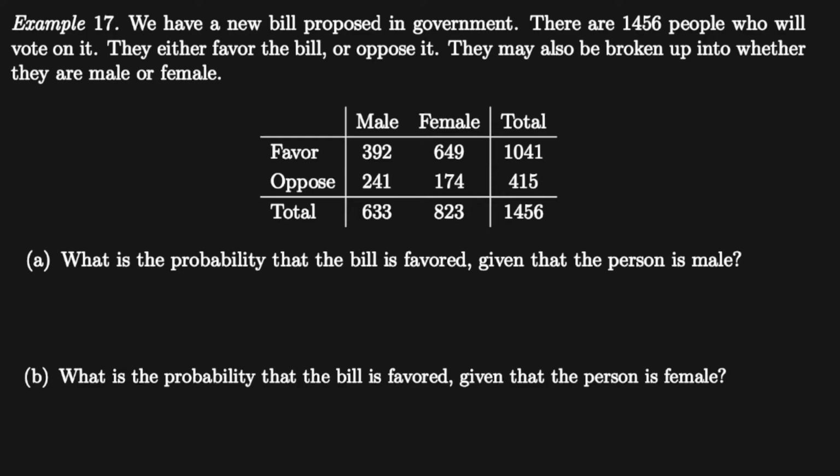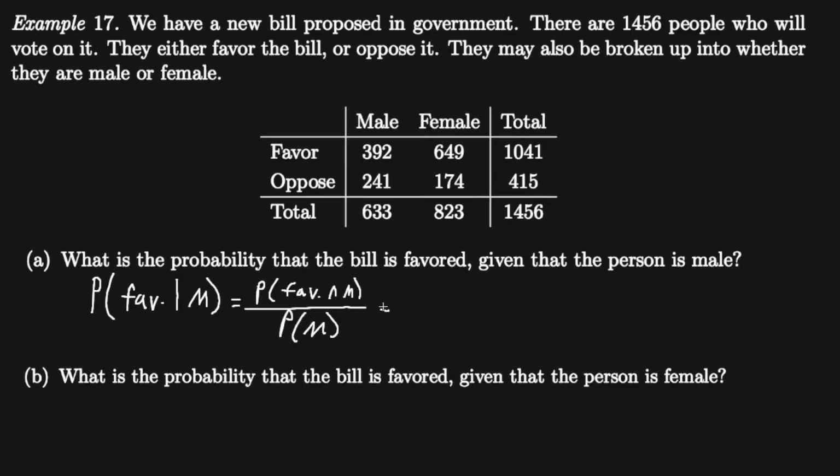We can use the conditional probability here, where we have the probability of favored, which I'm going to abbreviate, given that they are male, M right there. So this is the probability of favored and male over the probability of male.